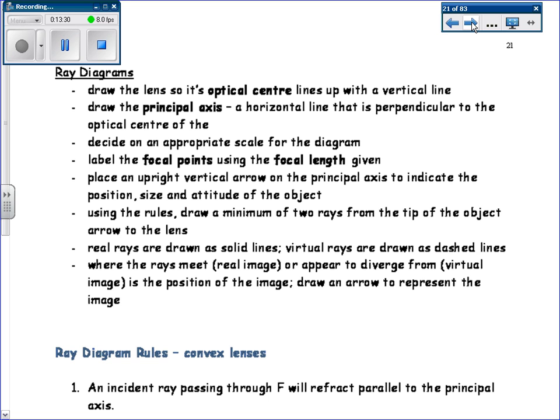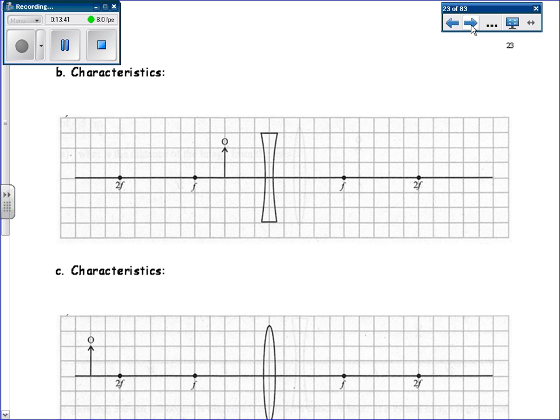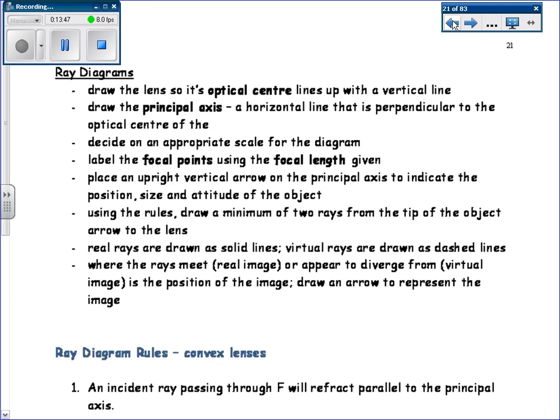So when you're drawing a ray diagram, and this is what you have to do if you're not given the lens on the diagram already. When we do a few of these as they're coming up, I've drawn the lenses on there. Here, the lenses were on there. I didn't draw them, sorry. I copied them from a book. But sometimes you'll just get a blank grid, and you have to draw the lens on.